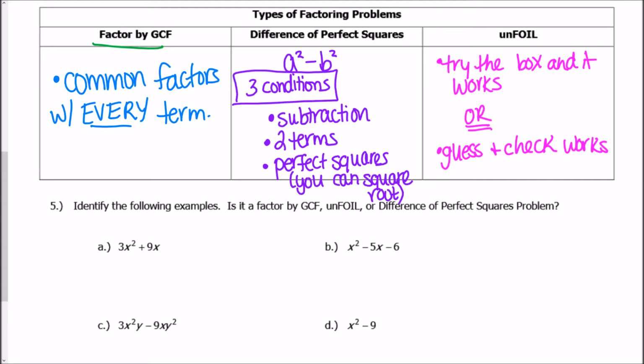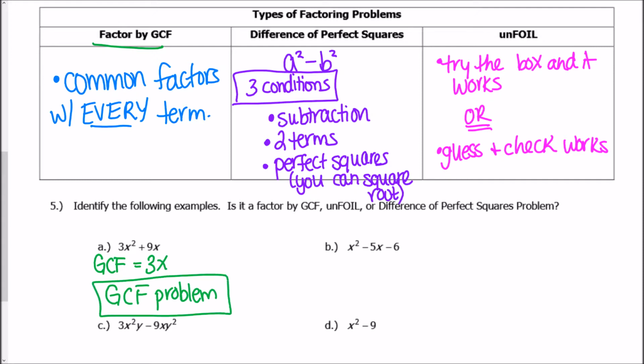And there is something in common. So because there's something in common, the GCF is 3x, so this happens to be a GCF problem. Okay, so now let's look at B. Question B, let's go through our list.